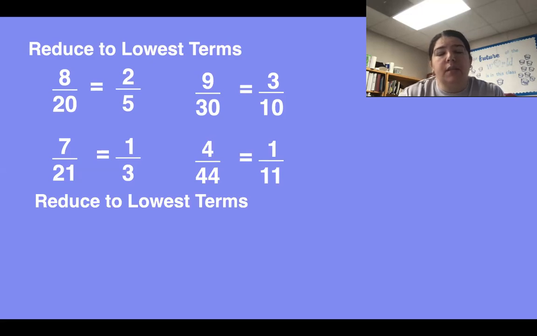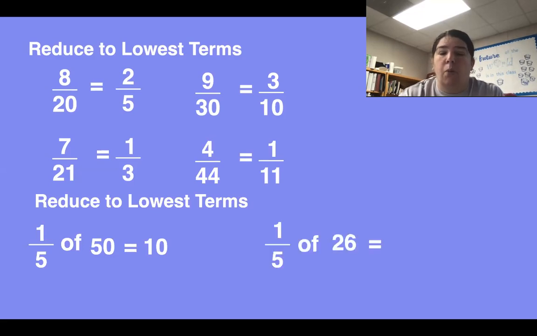Now, this is going to be a little bit different, but we've done this before. We're going to have 1/5 of 50. 1/5 of 50. When we see this, we know we need to divide 50 by 5. What is 50 divided by 5? Nice job.